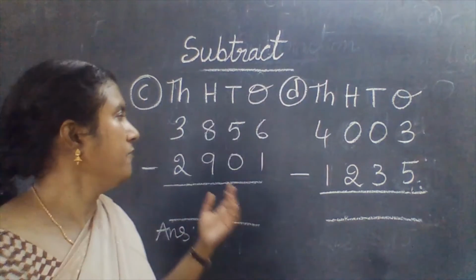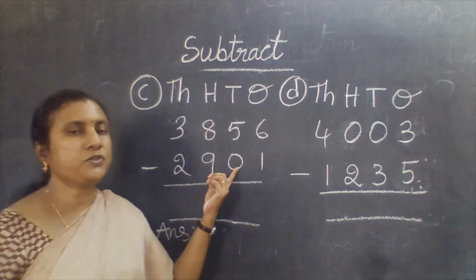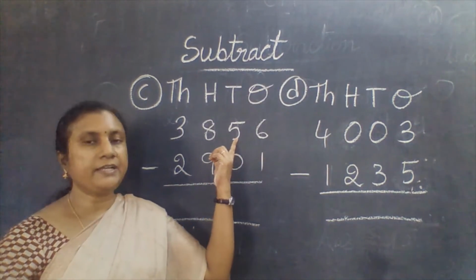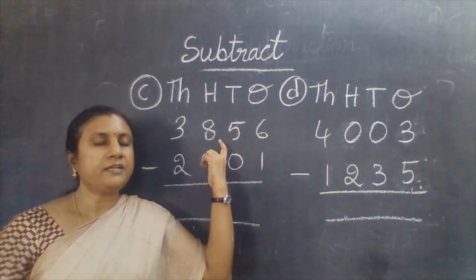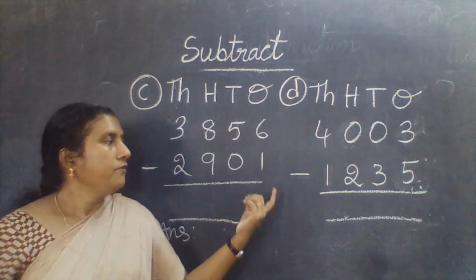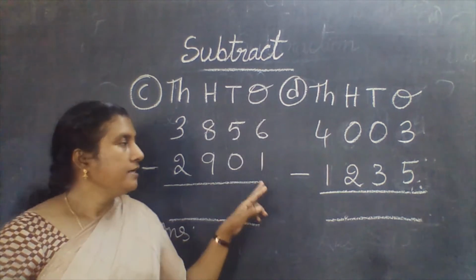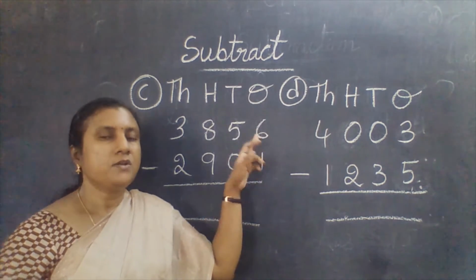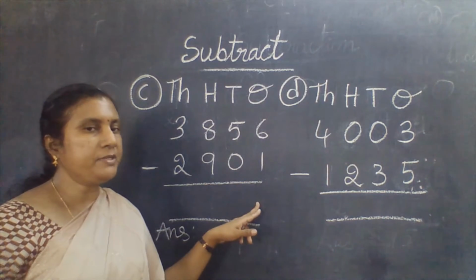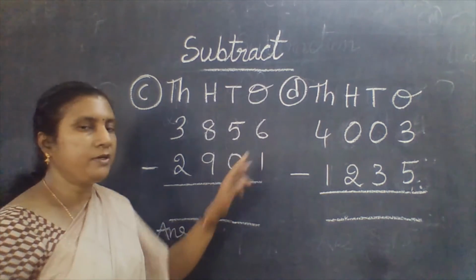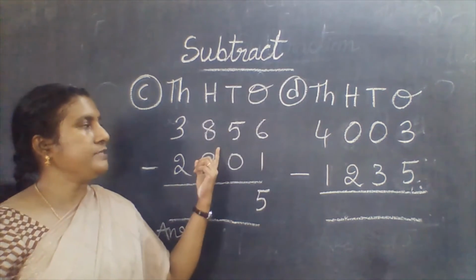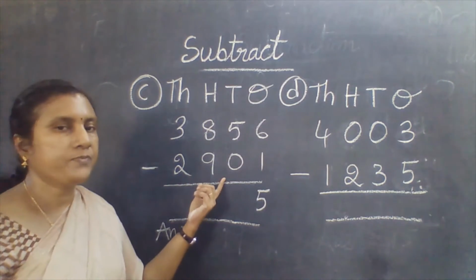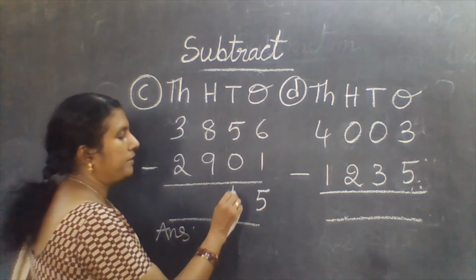Here we have 2901 to be separated from 3856. Is it possible? As it is lesser than 3856, we can separate. We have to start from ones place. Here 1 is there to separate from 6. So according to one property, what will be the difference? The before number to 6, that is 5. Next we have to go to tens place. 5 minus 0 is 5 according to 0 property.